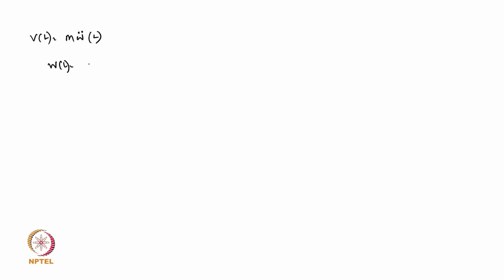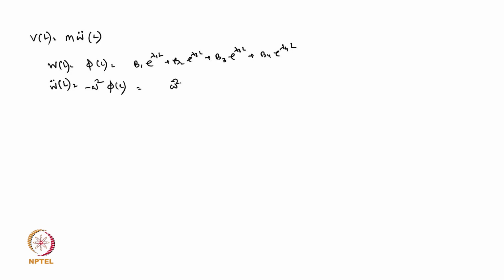My W(L) is phi(L), that will be V1 e to the power of lambda 1 L plus V2 e to the power of lambda 2 L plus V3 e to the power of lambda 3 L plus V4 e to the power of lambda 4 L. Now, the double dash at L will be omega minus omega square into phi(L). So that will be nothing but you are multiplying with m omega square, obviously. So you can just understand that it will be multiplied with the m omega square.